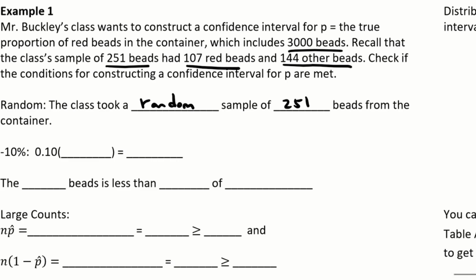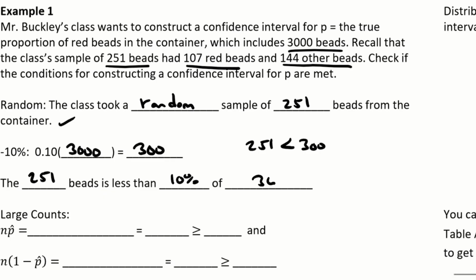Let's check the 10% condition now. So this checks out. 10% condition is the 251 beads less than 10% of the population. Well, what is 10% of the population? Well, the population is 3,000, the population size, so 10% of that is 300. Now, notice that the 251 beads is less than 300. And therefore, it's less than 10% of 3,000, sorry. All right, so that checks out.